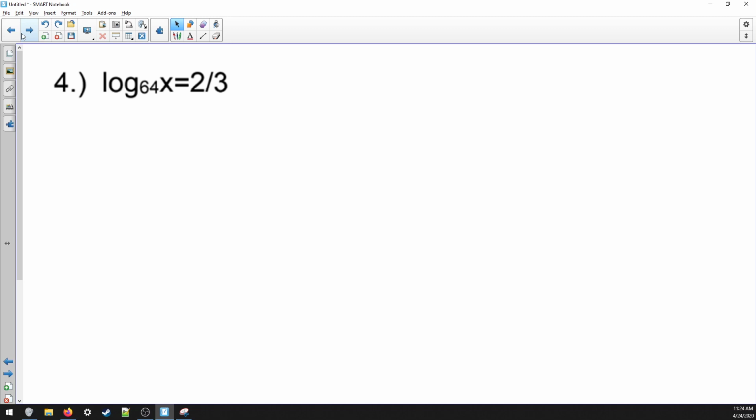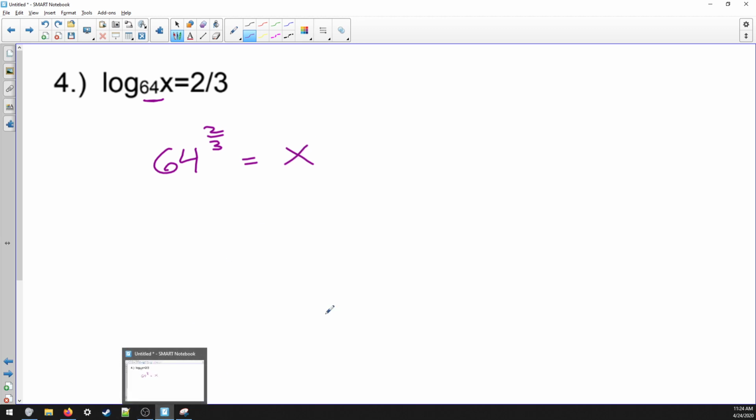There's nothing outside of the log that's being multiplied or added or subtracted. So right away, what I can do to solve this one is say that 64 is the base. The exponent is what is on the other side, which is 2/3. And that's going to be equal to what's inside of the log, which is just x. So this one's actually already solved for us. The only thing we have to do is 64 to the 2/3.